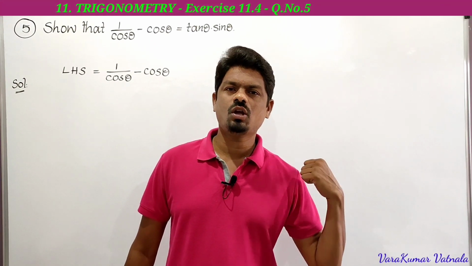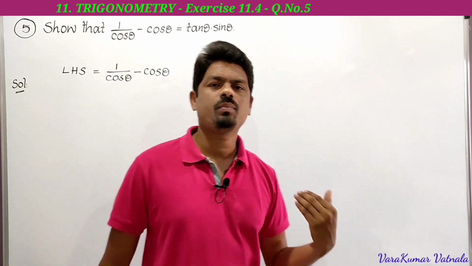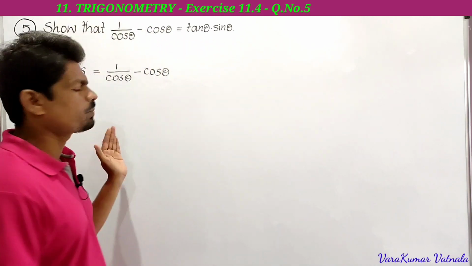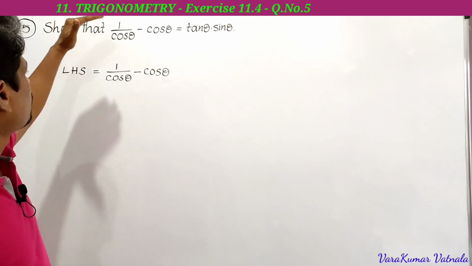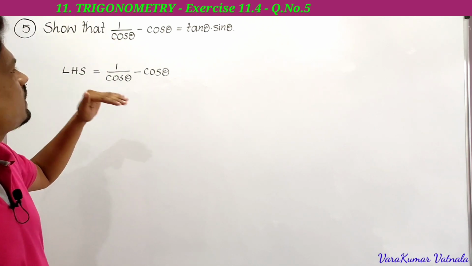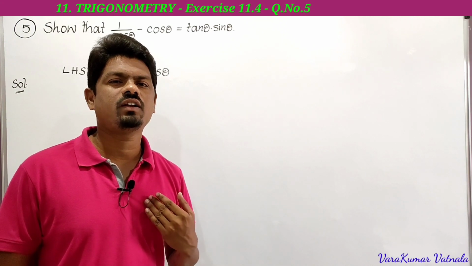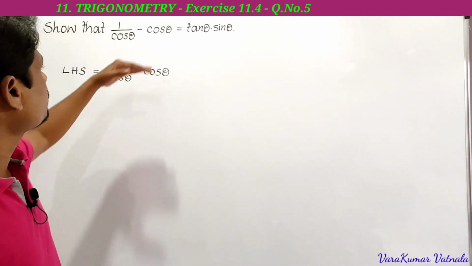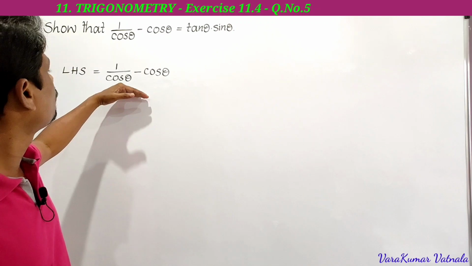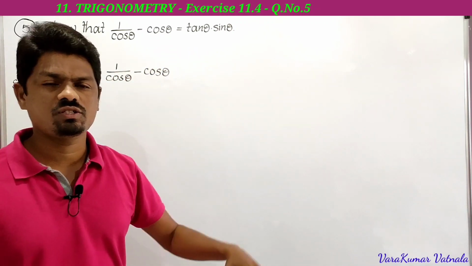Today we are going to solve problems from exercise 11.4. This is the fifth problem. Show that 1 by cos theta minus cos theta is equal to tan theta into sin theta. So again, by taking LHS we have to find RHS.